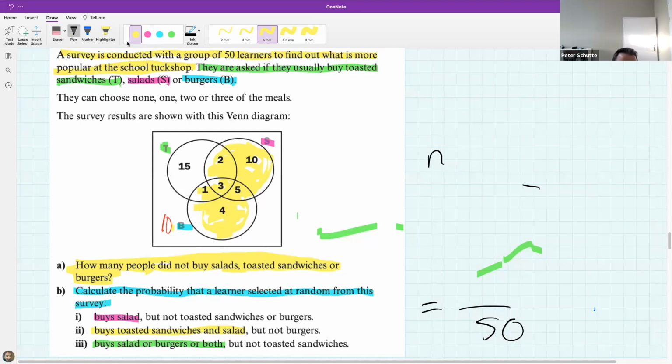So what do we have to click out? Not toasted sandwiches. I'm afraid these guys are not welcome to the party. So they have to go missing. And so it is 19 out of 50. And so as a percentage, it would be 38%. Okay. So 38%.